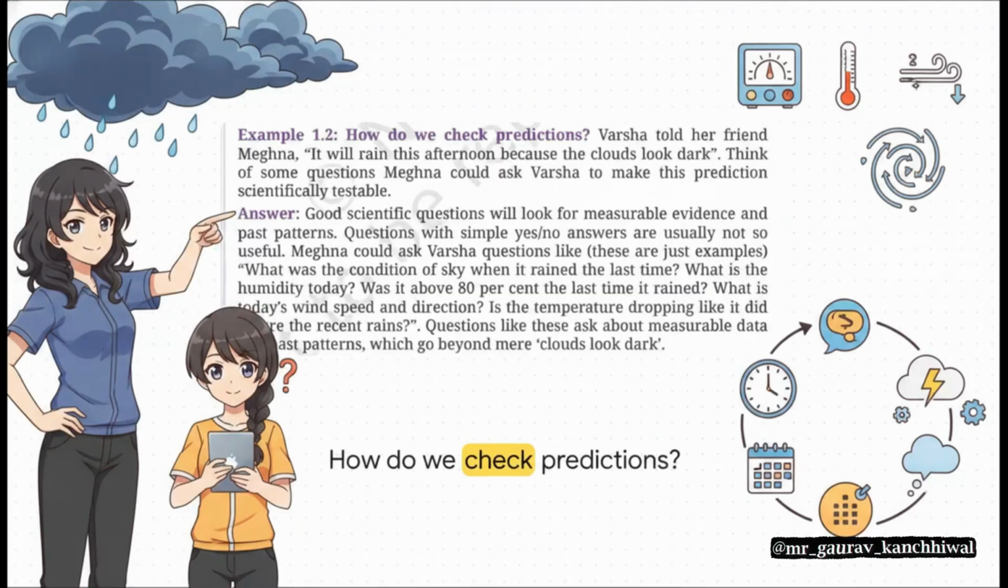Section 5. Testing our predictions. So, how exactly do we check if a prediction is scientifically valid rather than just a random guess? Check out this great example. Varsha casually tells her friend Meghna it's going to rain this afternoon because the clouds look dark. Now, that's a prediction, sure, but how could Meghna actually scientifically test it?